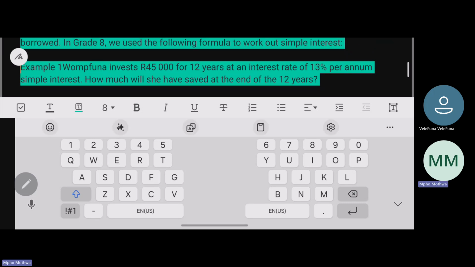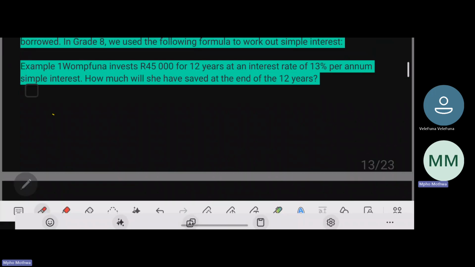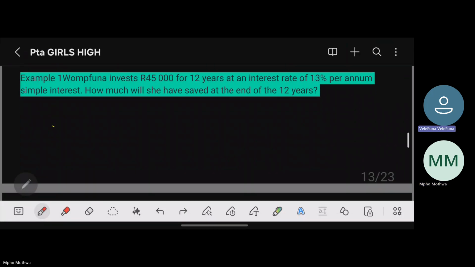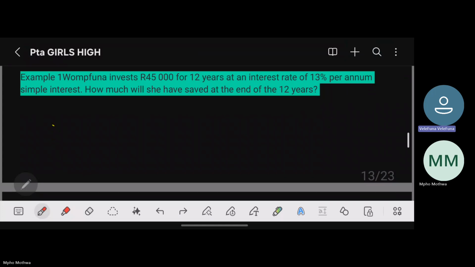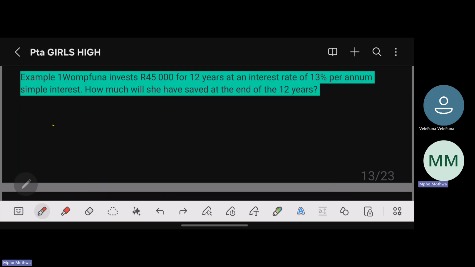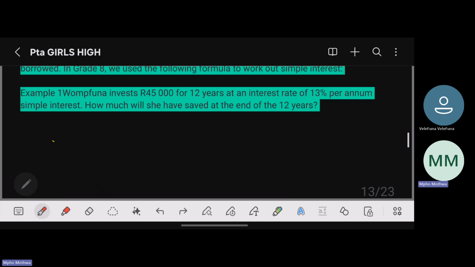Here is our example. Can you read for us? I'm going to invest 45,000 for 12 years at an interest rate of 13% per annum, simple interest. How much will she have saved at the end of 12 years? Okay, so this is how we answer such questions. Please pay attention now.